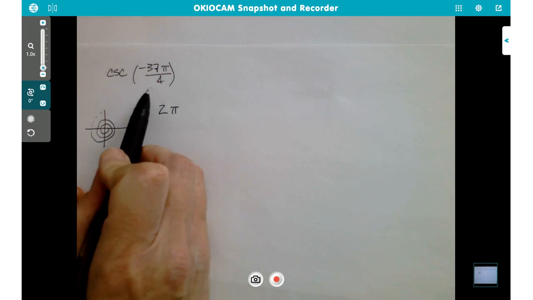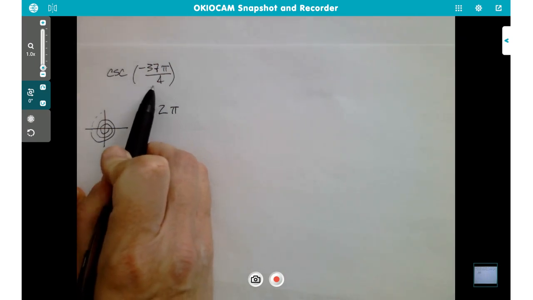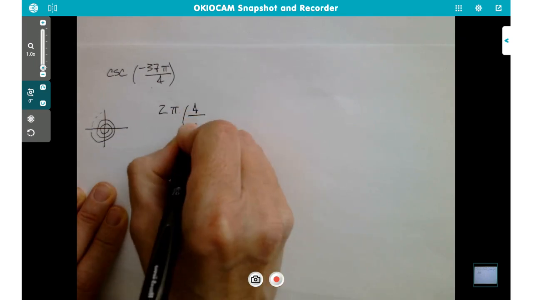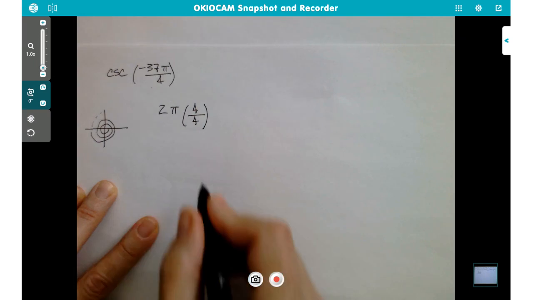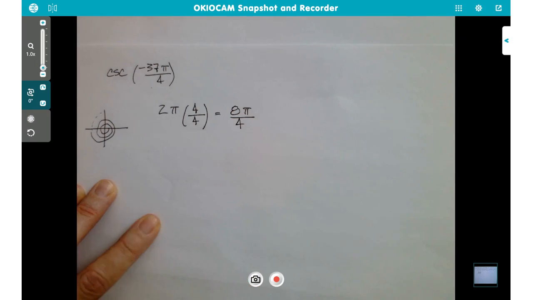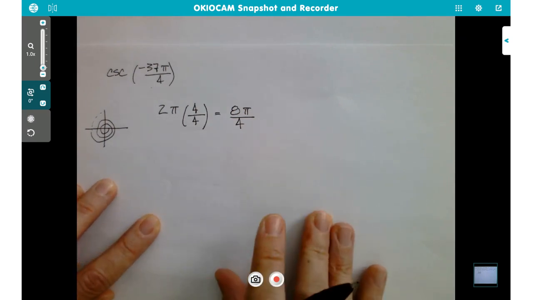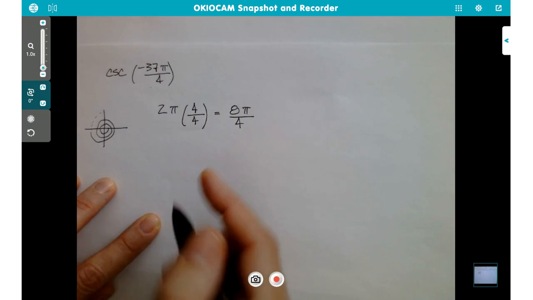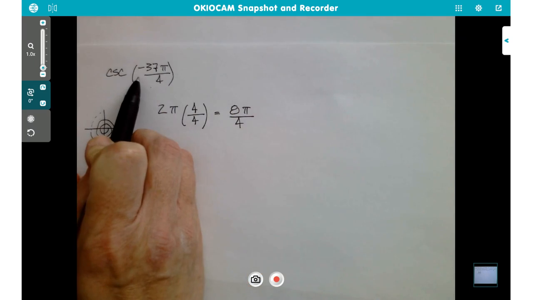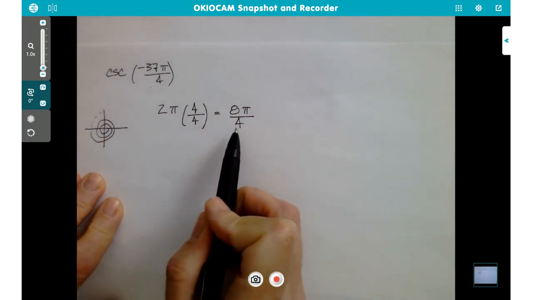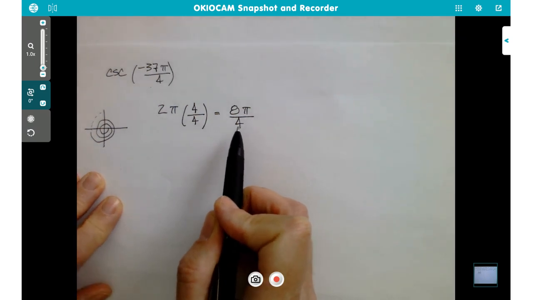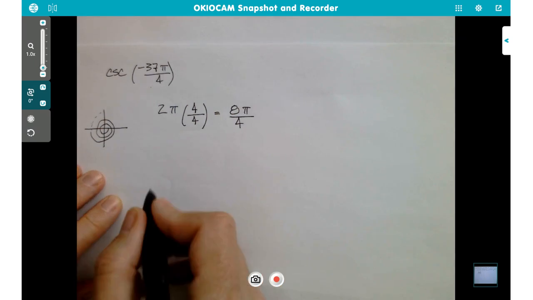In order to add multiples of 2 pi to negative 37 pi over 4, I'm going to want to say 2 pi as something over 4. 2 pi is 8 pi over 4. Adding and subtracting fractions still requires a common denominator, just like it always did in algebra. So in this case, since that's a negative value, I'm going to add multiples of 2 pi, multiples of 8 pi over 4, until I get something that I recognize, something that's between 0 and 2 pi.